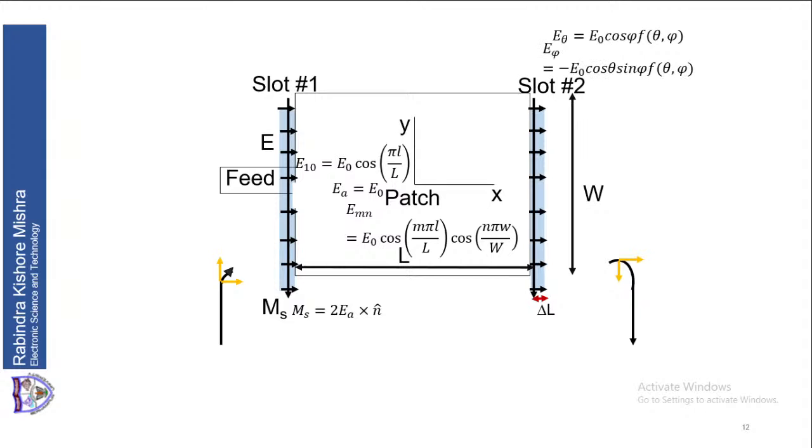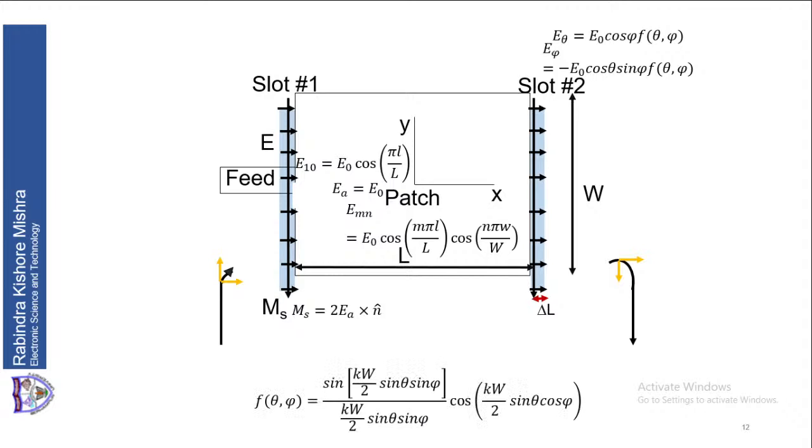slot. So E theta will be of the form E0 cos theta sin phi F theta phi. E phi is equal to minus E0 sin phi F theta phi. F theta phi is the far field due to each of the slots. Now, if I take the array, then that will give me F theta phi is equal to sin (kW by 2 sin theta sin phi) divided by (kW by 2 sin theta sin phi). This is because of the slot.